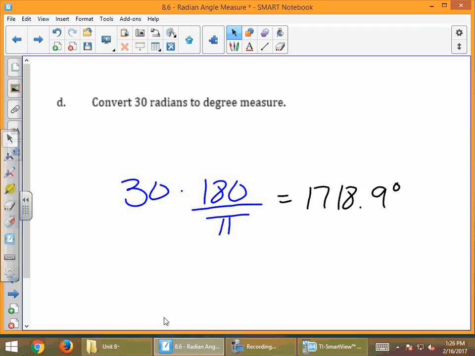You just need to know how to convert. So degrees to radians, pi over 180. Radians to degrees, 180 over pi. That's what you need to know. You just need to know how to convert. And it's on the board.